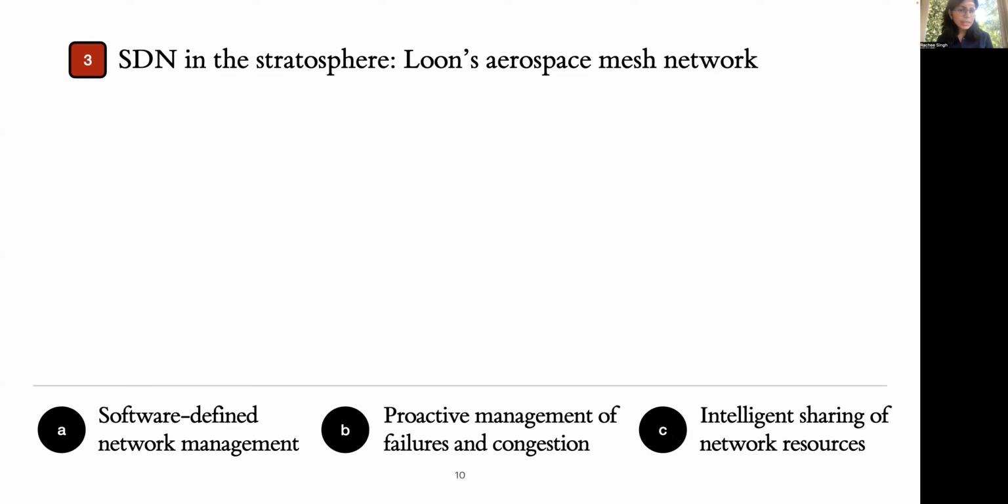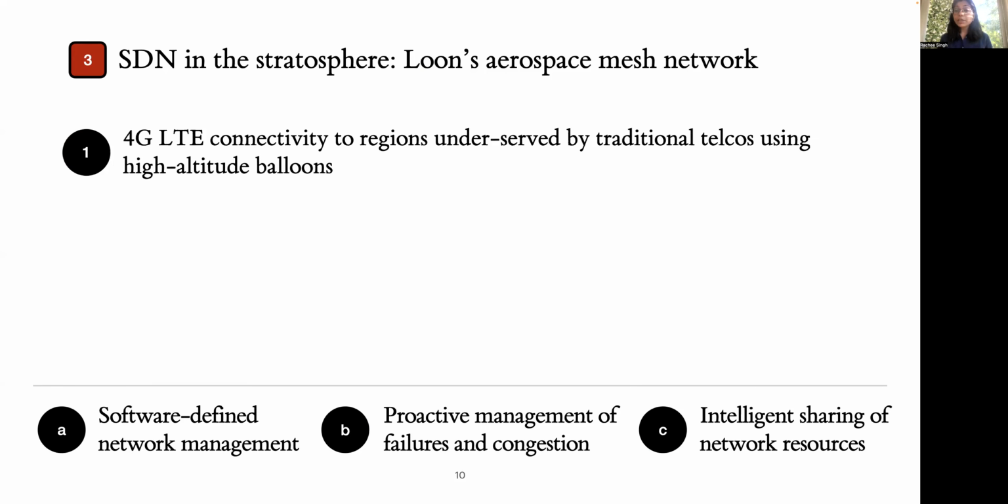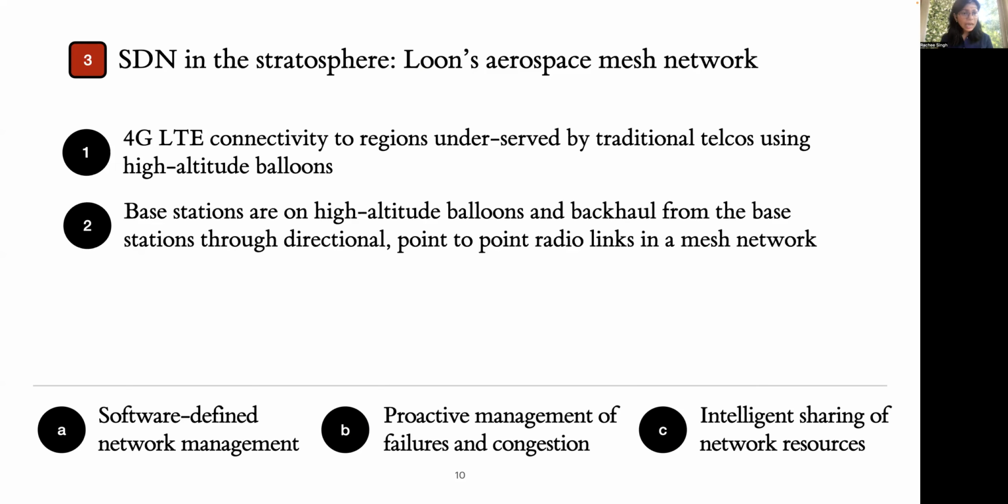The third paper of the session is SDN in the stratosphere, Loon's aerospace mesh network. This paper discusses the authors' experience of operating the Loon network for several years. The Loon network provided 4G LTE connectivity to regions underserved by traditional telco operators. The base stations of the Loon network were carried by high-altitude balloons, and Loon implemented directional point-to-point radio links from the base stations for backhaul connectivity.